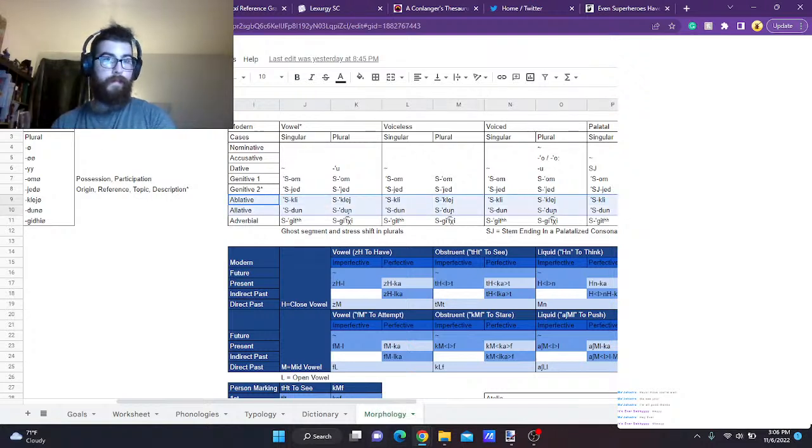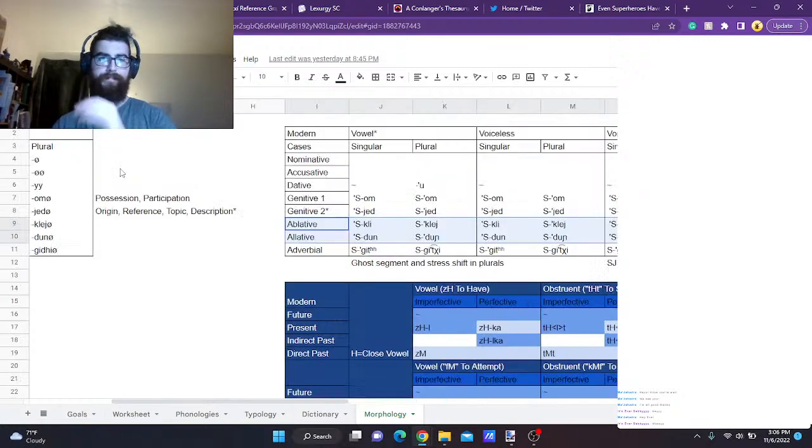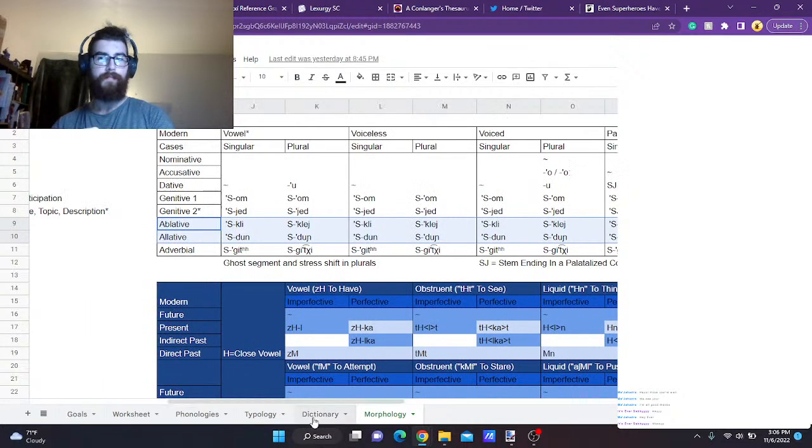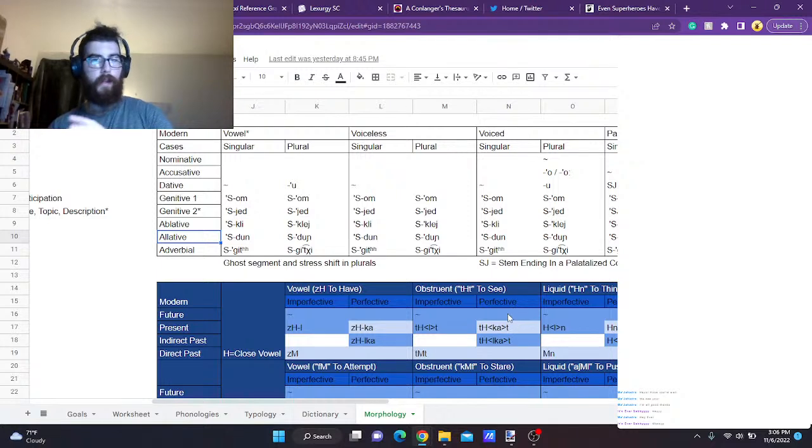So, let me zoom in. We have an ablative and an allative. We are going to be looking at why we would use ablative and why we would use allative. And if it's possible, we could start developing actual prepositions for the language. That would be interesting. So, if everybody is ready, hop into a video.